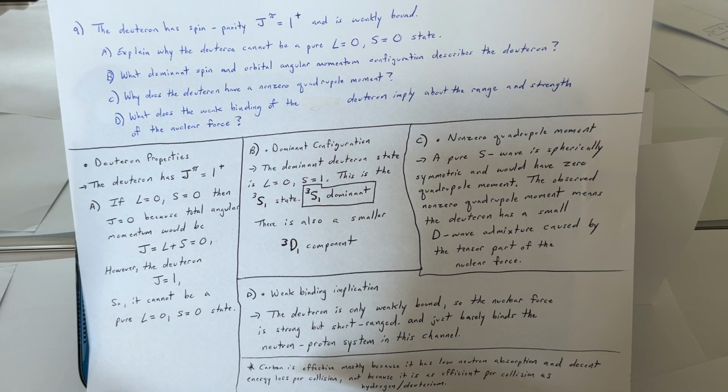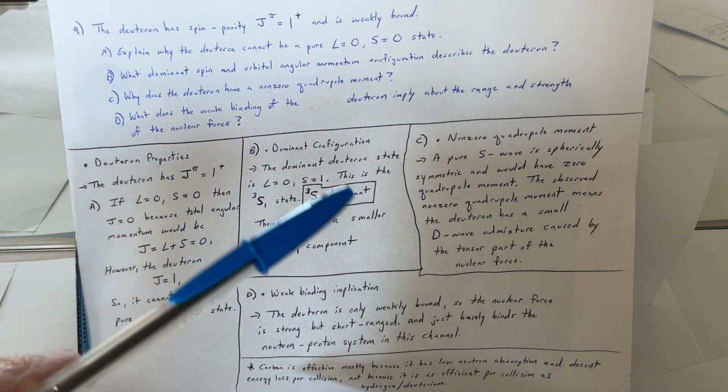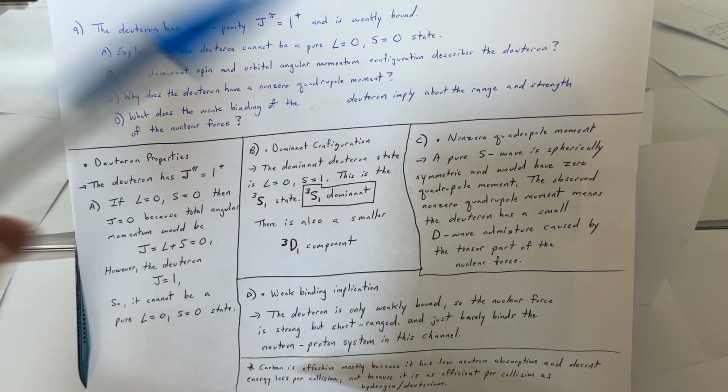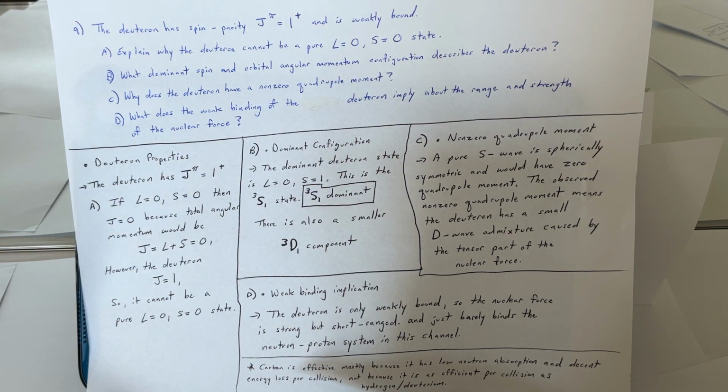All right, so moving along here to letter C. Why does the deuteron have a non-zero quadrupole moment? A pure S wave is spherically symmetric and would have zero quadrupole moment. The observed non-zero quadrupole moment means that the deuteron has a small D wave admixture caused by the tensor part of the nuclear force. Okay, so that's part C.